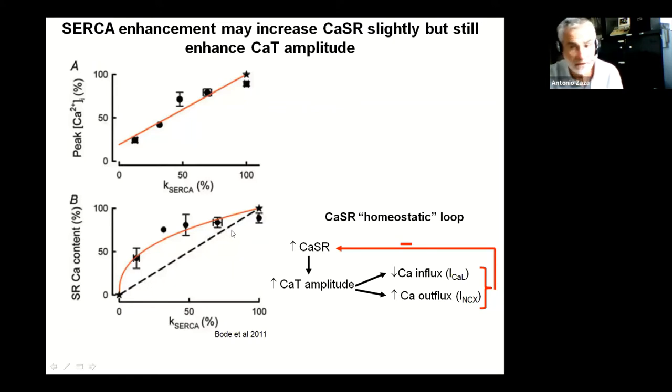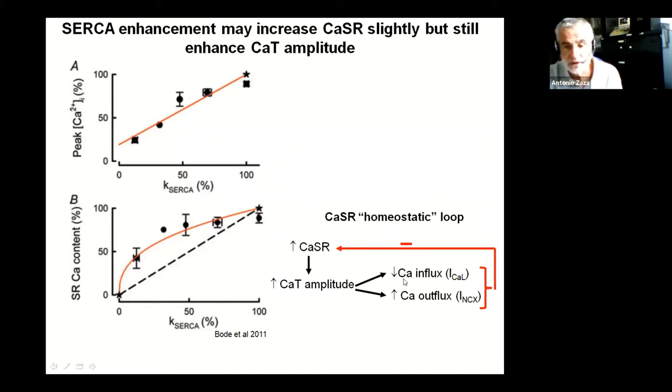And why is this the case? Because the content of calcium within the SR is under a closed homeostatic loop, which goes as follows. If calcium increases in the sarcoplasmic reticulum lumen, calcium transient amplitude increases.